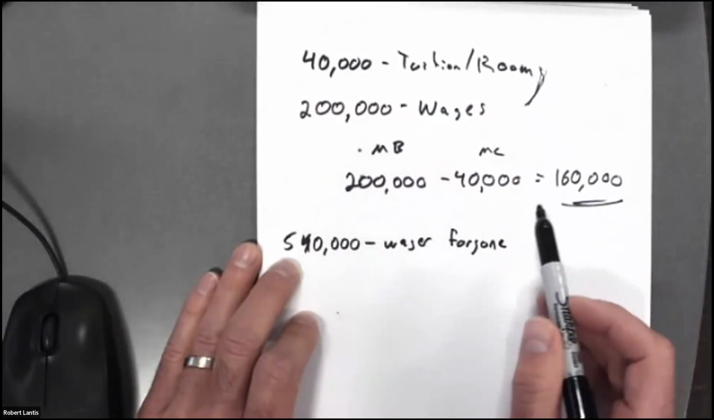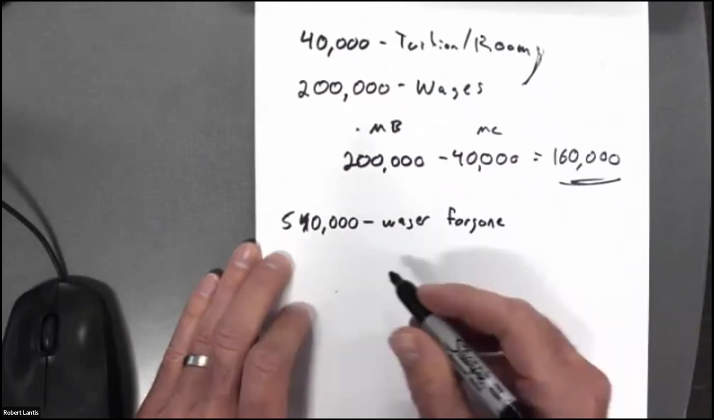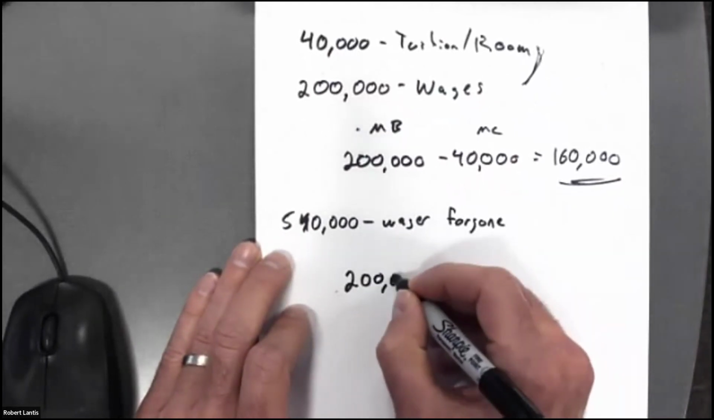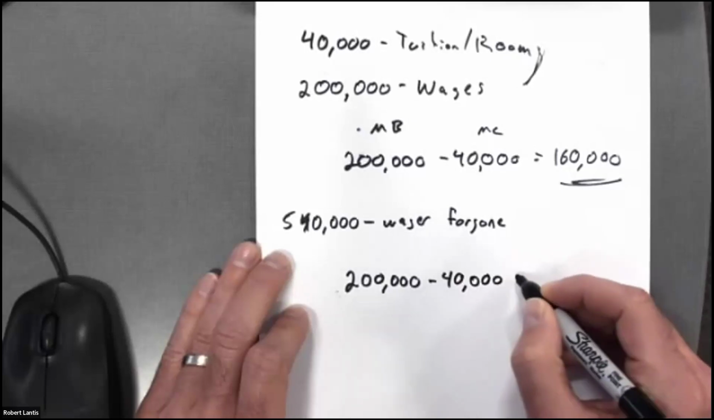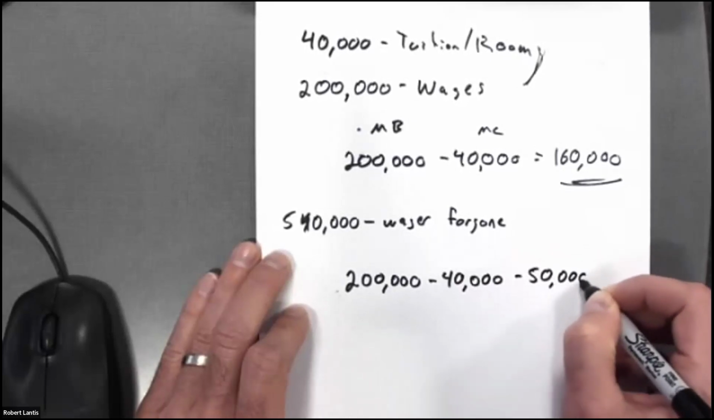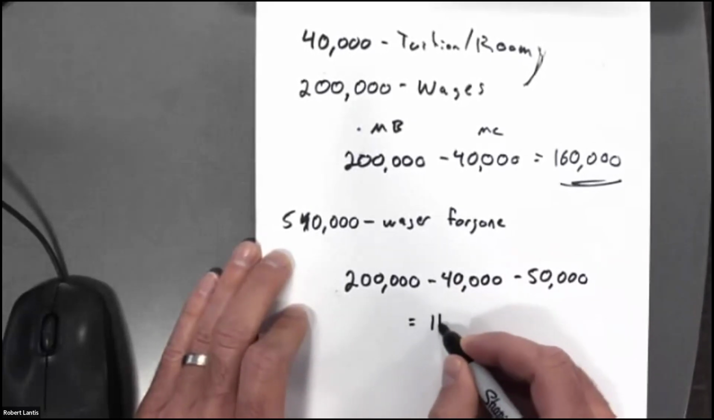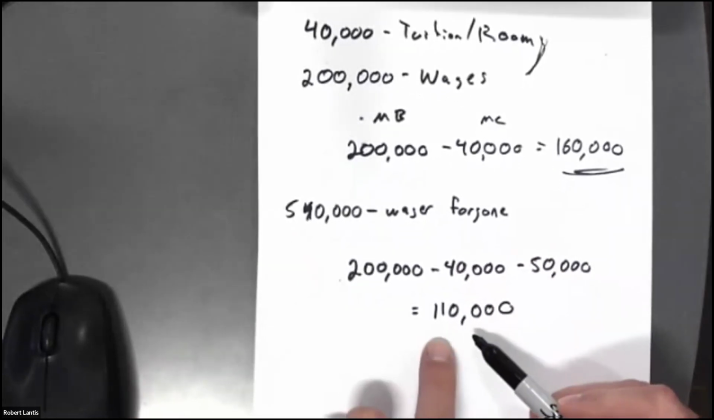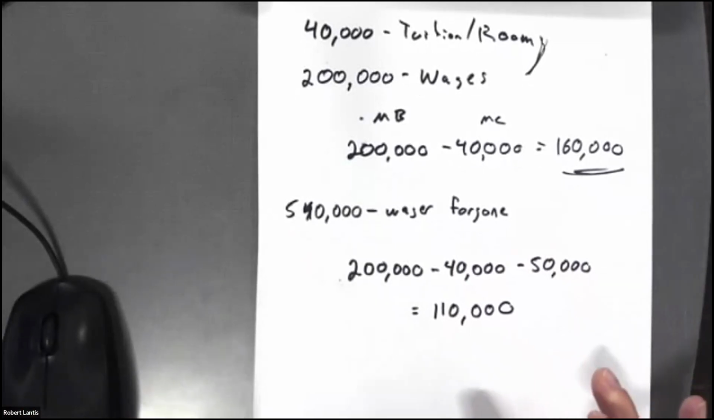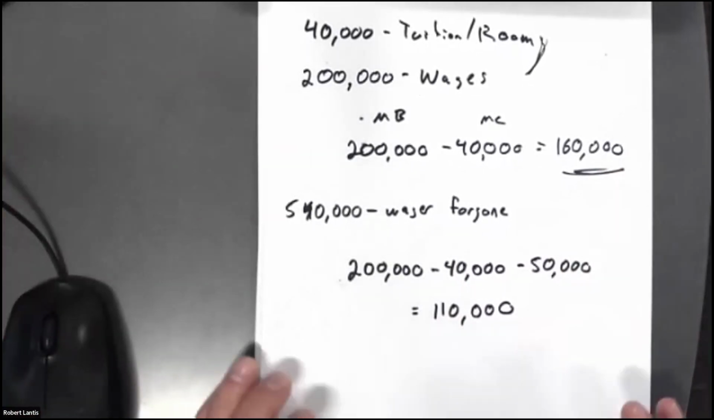So really, what is my total net benefit here? Well, if I go to school, I'd be making an additional $200,000. I spent $40,000 to go to school, but I was also giving up making $50,000 somewhere else. So my net benefit is really not 160, but only 110,000. Now, it's still positive. So in this example, you should still choose to go to school for an additional year.